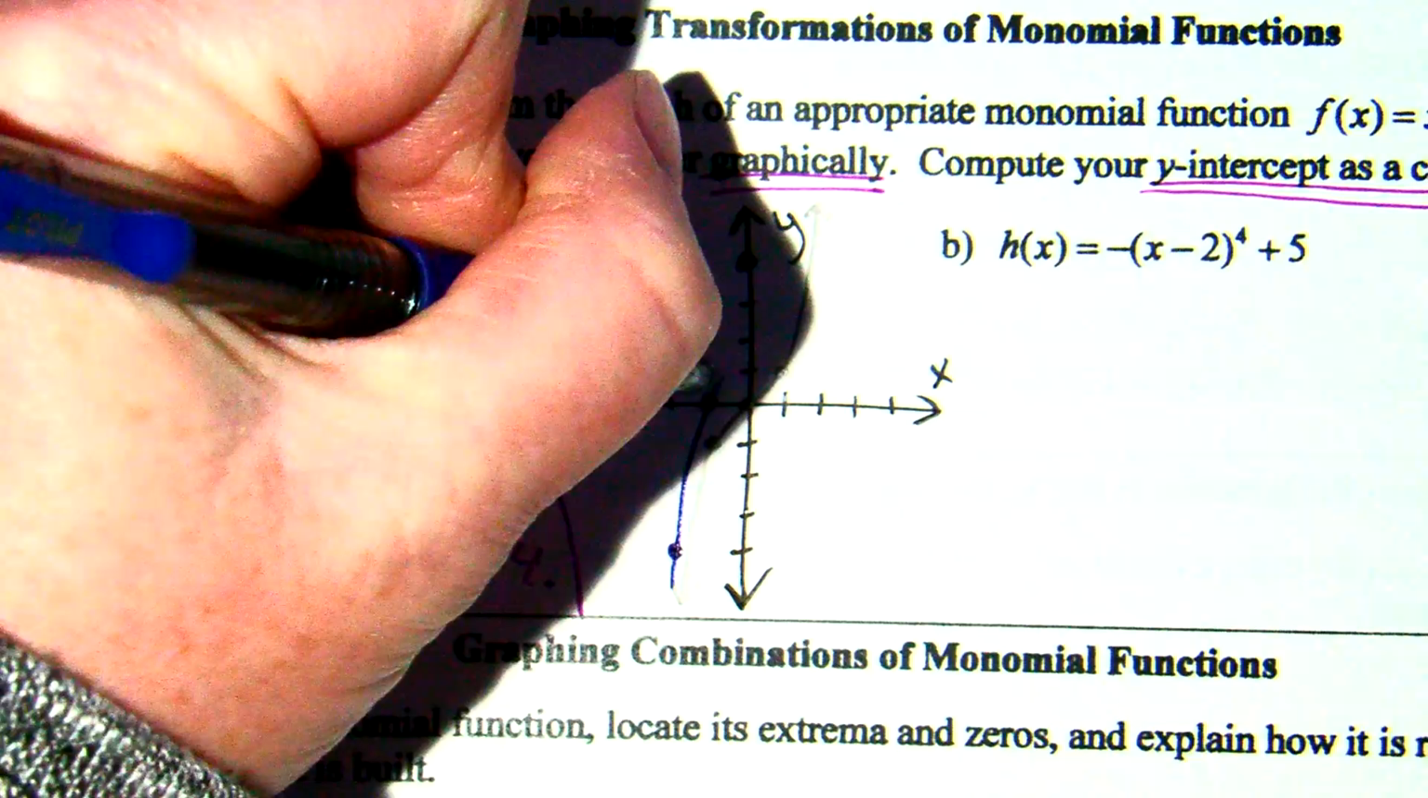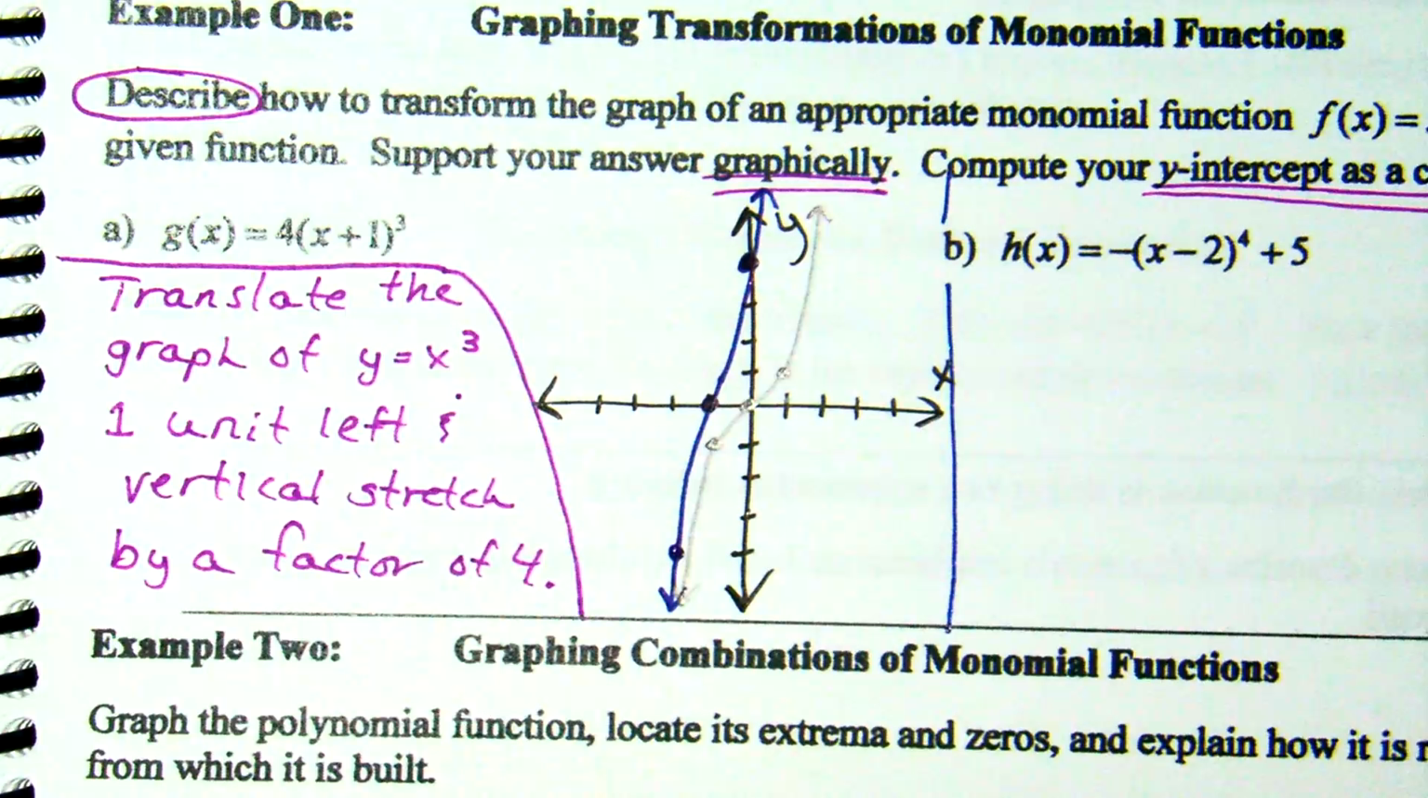You can definitely tell the moving left 1. Can you tell how the vertical stretch looks? My graph looks taller now, doesn't it? Or more stretched out, so to speak. Okay. Questions on how that one worked?